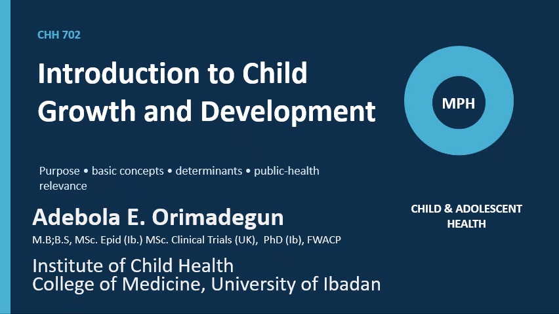The subtitle on this opening slide tells us the 4 areas we shall be covering: the purpose of the course, the basic concepts, the determinants of growth and development, and their public health relevance. I shall move from the simplest definition to the more applied questions. We shall not stop at asking what growth or development means. We shall ask how each is assessed, what shapes the child's trajectory, how concern is recognized, and what a public health practitioner should do with the information.